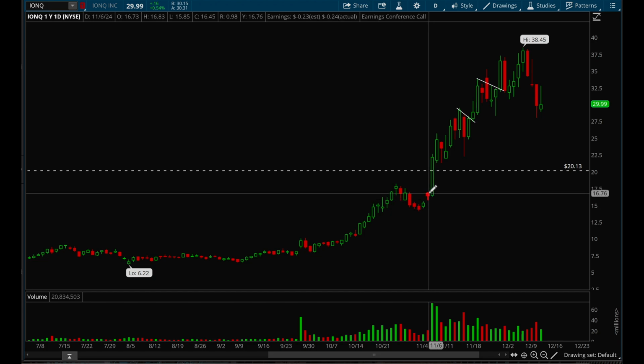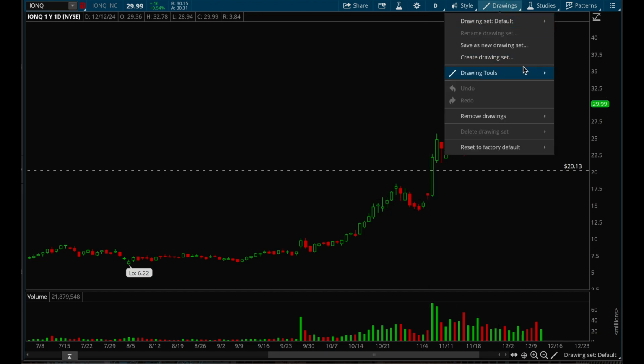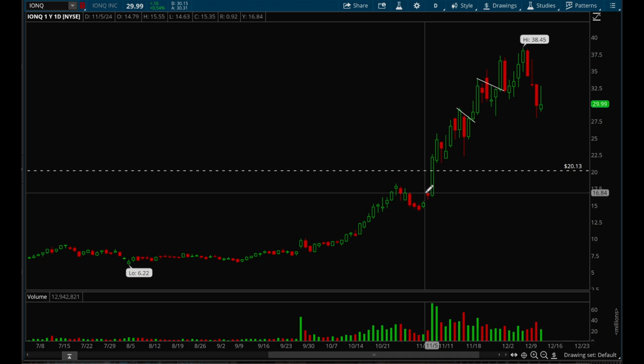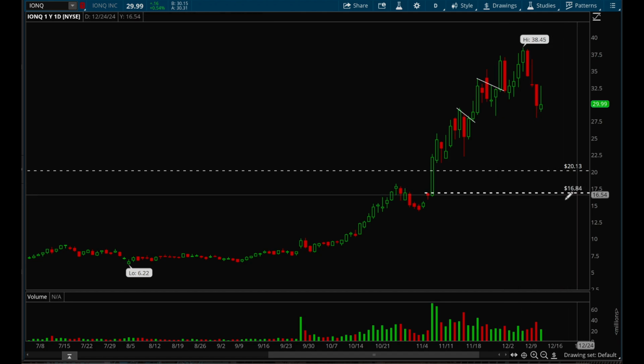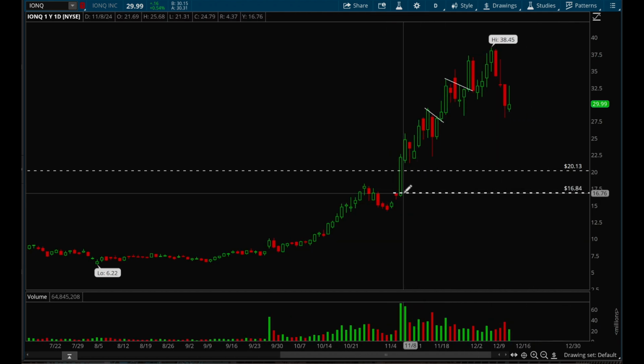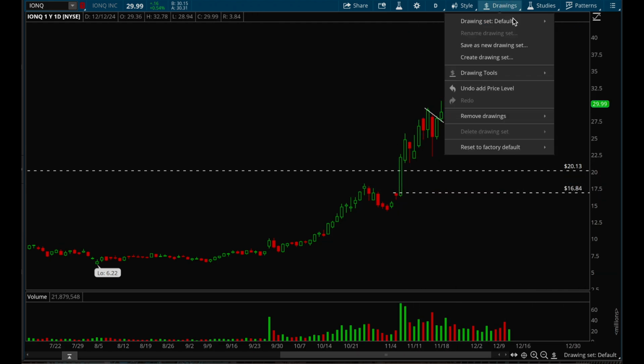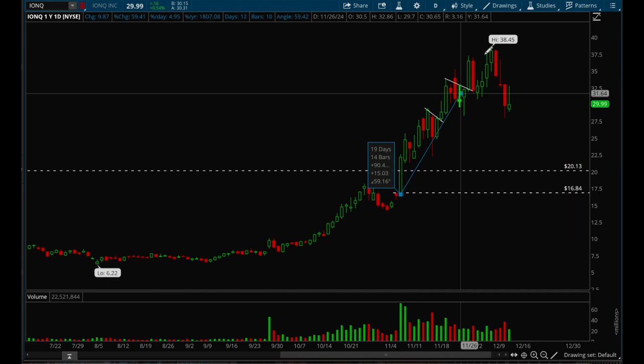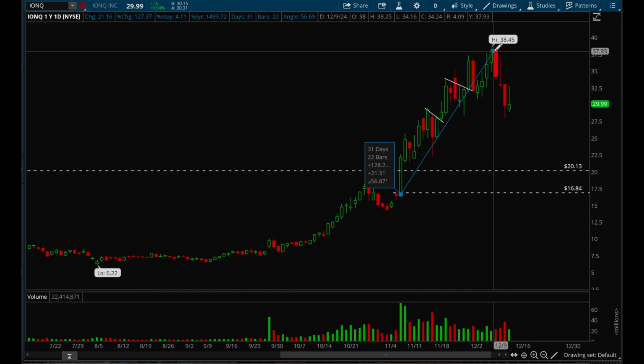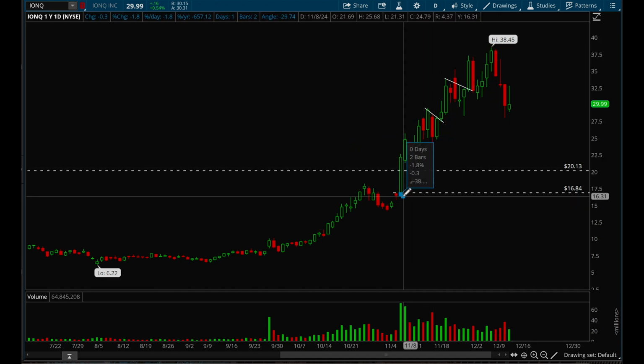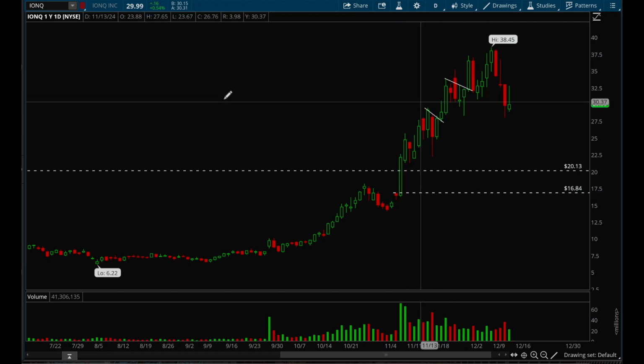IONQ. So this one had a nice gap up here, but it didn't actually end up triggering the first 5-minute candle high. The next day it triggered that, it broke that. So as soon as it crossed that first 5-minute candle high, this was buyable the next day. And then this one pretty much just took off like a rocket. This one went up almost 130% in a very short period of time, in a month.